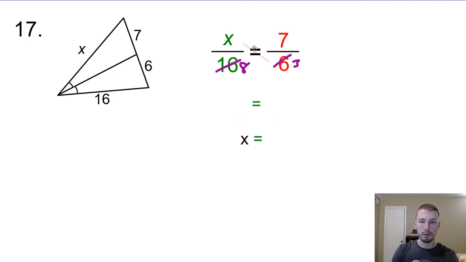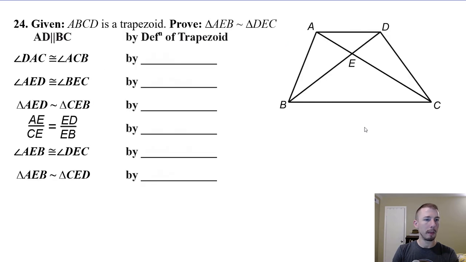Okay, so 3 times x, or 3x, is equal to 8 times 7, which is 56, divided by 3, and you get x is equal to a repeating decimal, so 18 and 2/3.